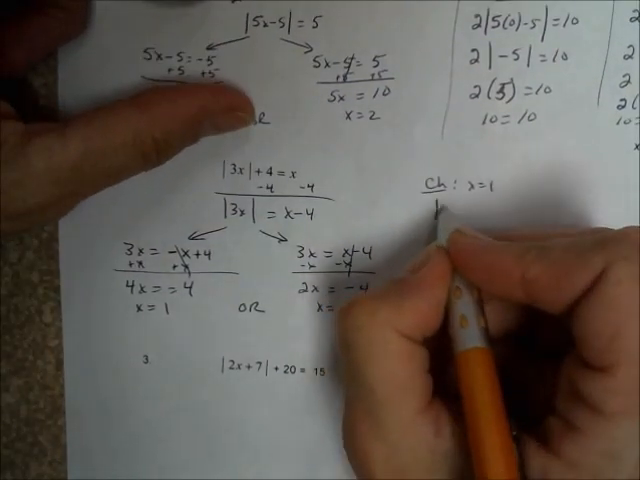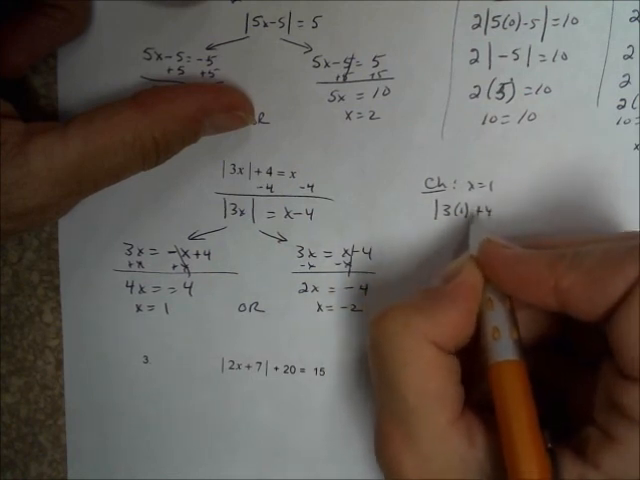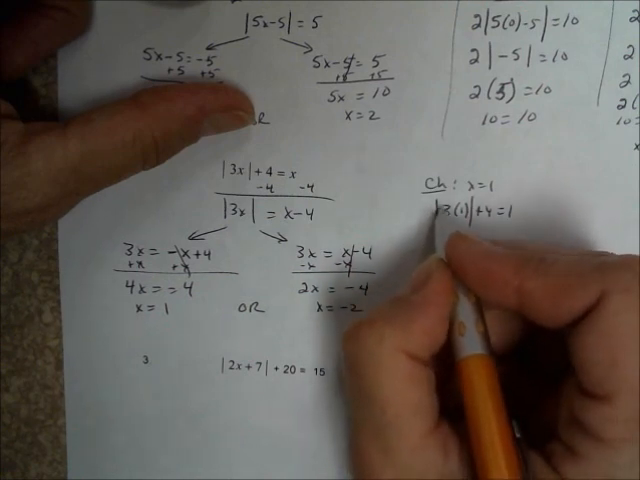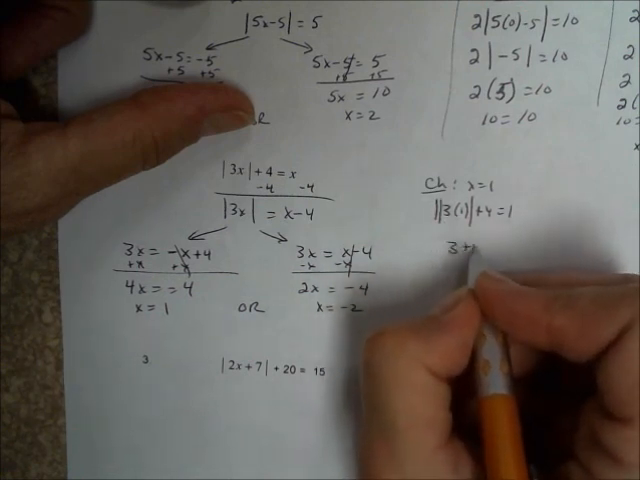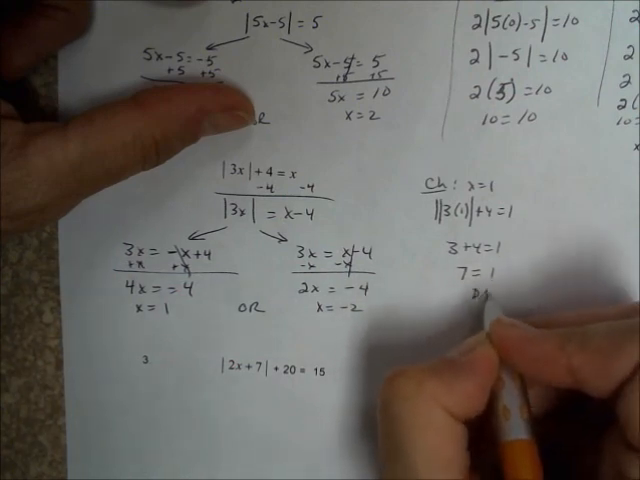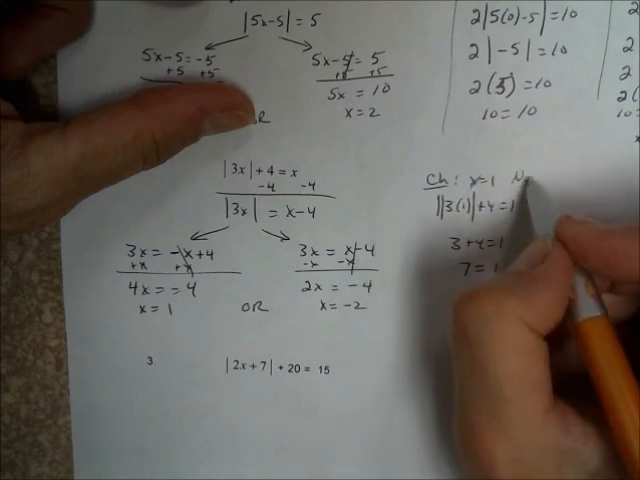Does the absolute value of 3 times 1 plus 4 equal 1? Well, the absolute value of 3 times 1 is 3. Does 3 plus 4 equal 1? Does 7 equal 1? No, this does not check. So x equals 1 is not a solution.